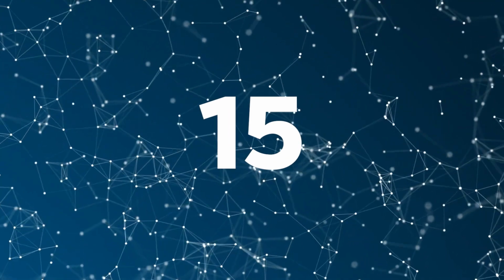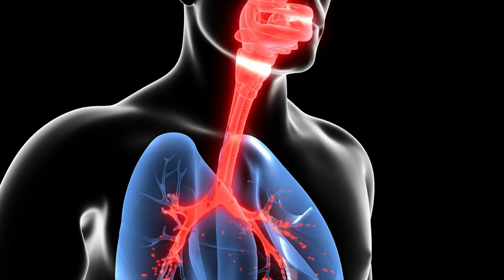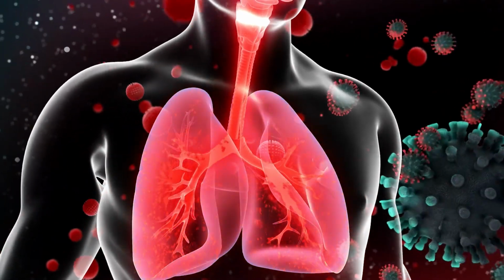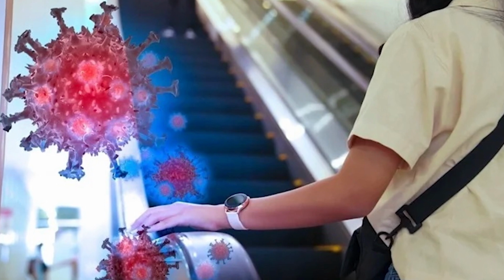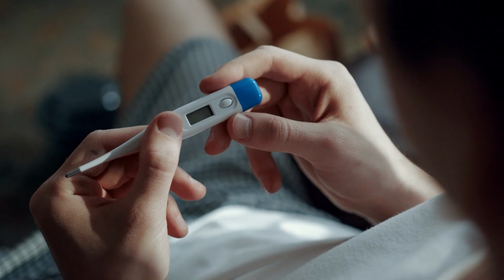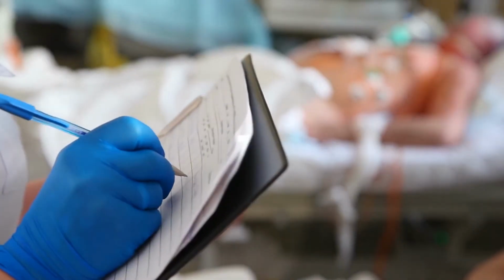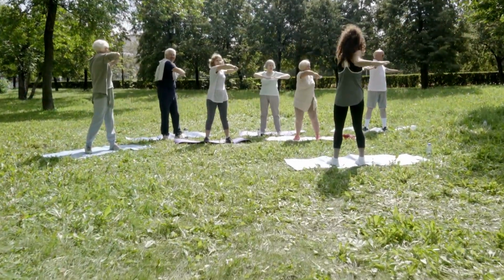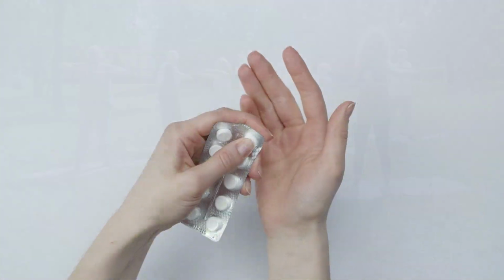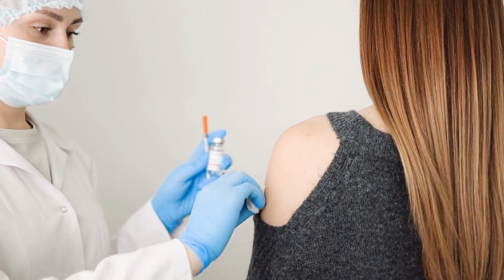Starting off our list at number 15 is influenza. This highly contagious respiratory illness is caused by influenza viruses, which can be spread through the air or by contact with contaminated surfaces. Symptoms of the flu can include fever, cough, sore throat, body aches, and fatigue. While most people recover from the flu without complications, it can be deadly for the elderly, young children, and people with weakened immune systems. Treatment for the flu typically involves rest, fluids, and over-the-counter medications to relieve symptoms. Vaccines are also available to prevent influenza.